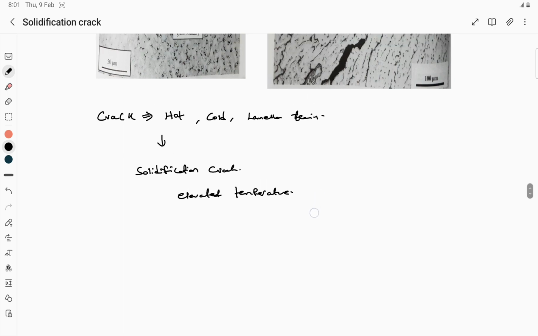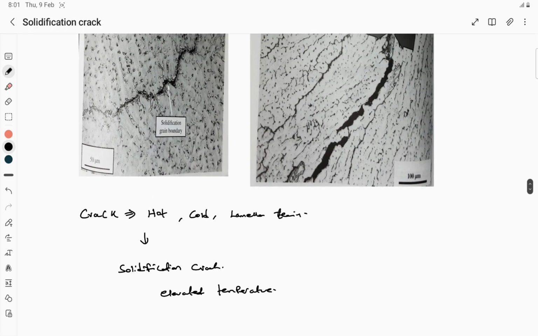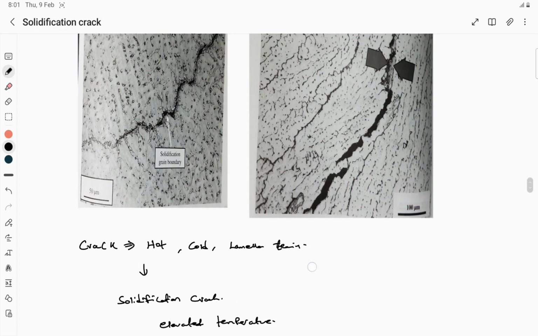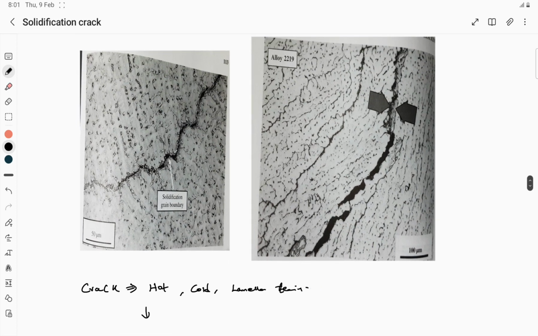Okay, so I have taken some images from the book Welding Metallurgy and Weldability by John C. Lippold. So these are the two images I have taken. You can see how solidification crack occurs. This one is an aluminum based alloy, and this one was seen in a nickel based alloy, that is Inconel 718. So you can see how the solidification crack looks through the microstructure.